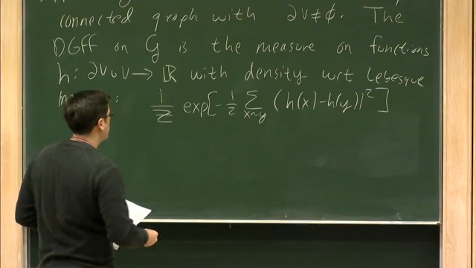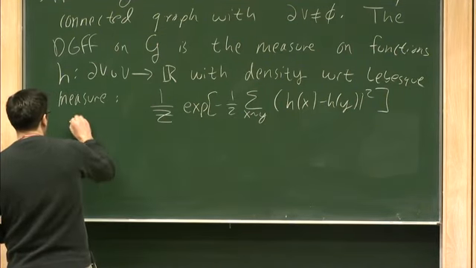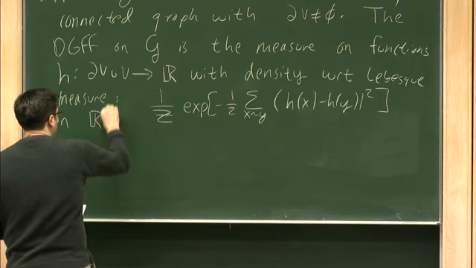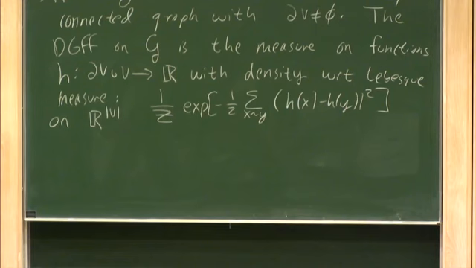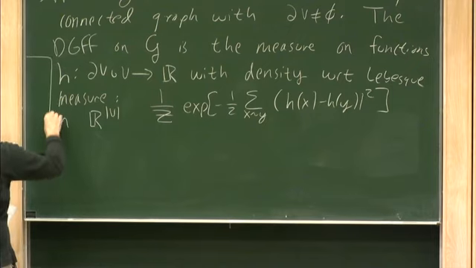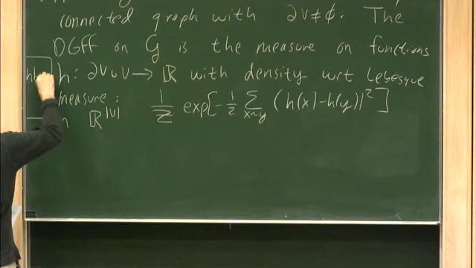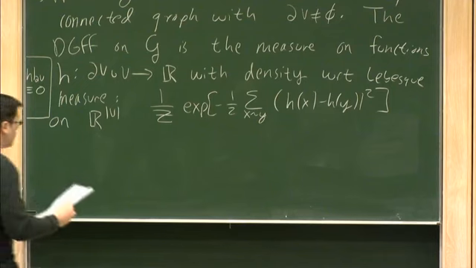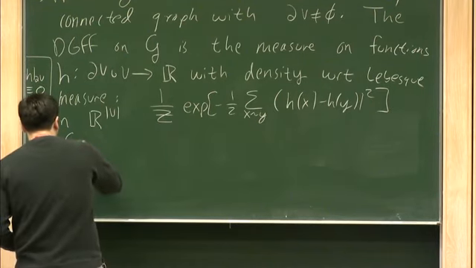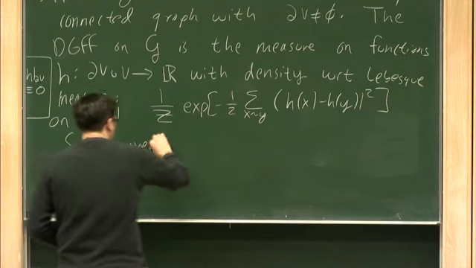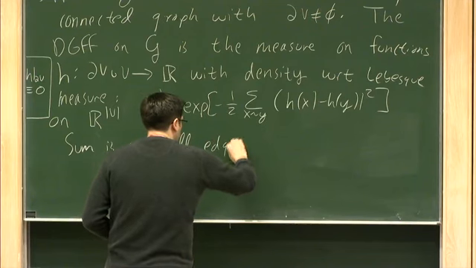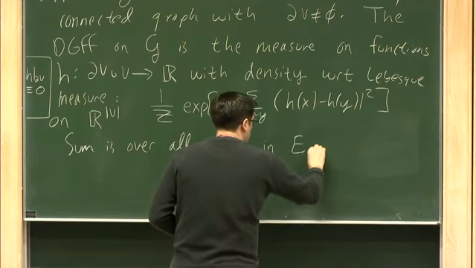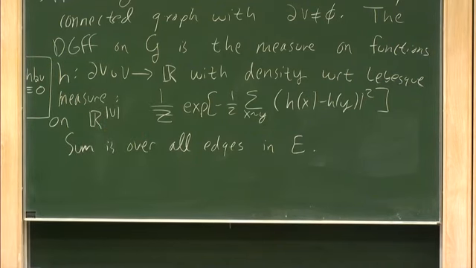So this is with respect to Lebesgue measure on R to the size of the graph. And let me also emphasize here that the functions that I'm considering, when you restrict them to the boundary, I'm going to assume for simplicity that they take on the value 0. So this is the 0 boundary discrete Gaussian free field. And as I said earlier, the sum here is over all edges in E. OK, so that's how the discrete Gaussian free field is defined.